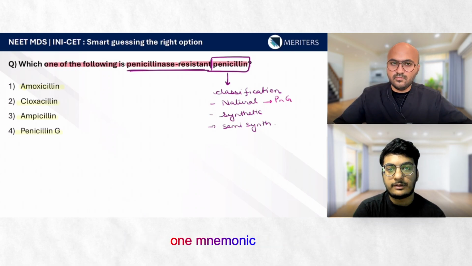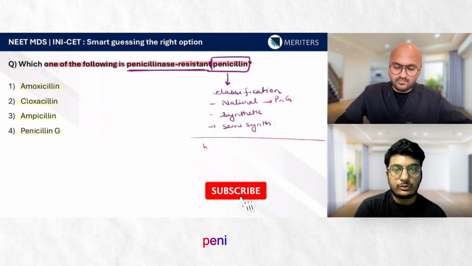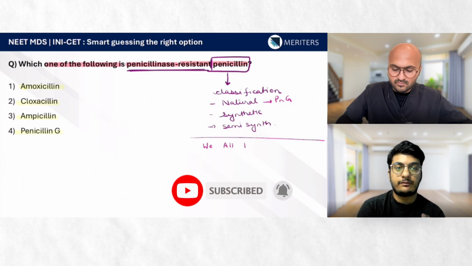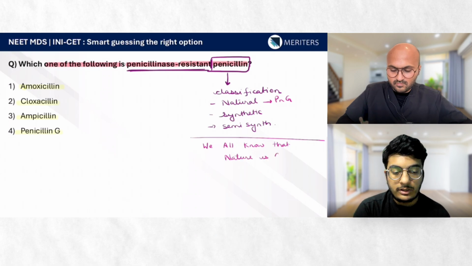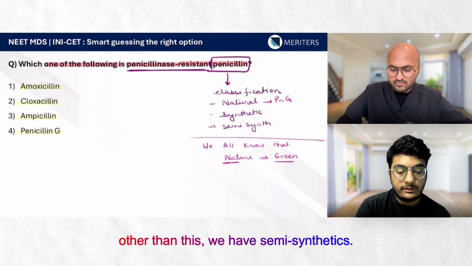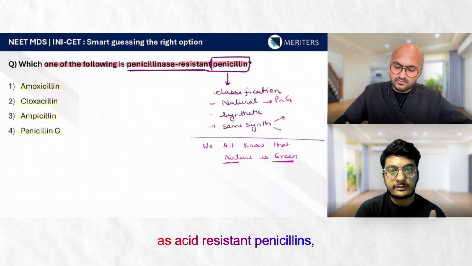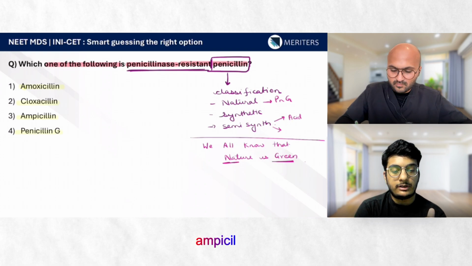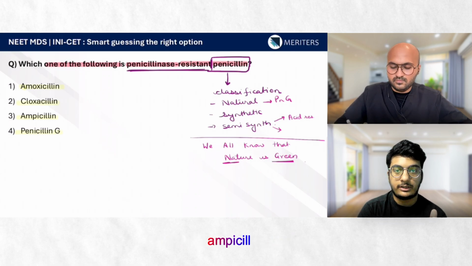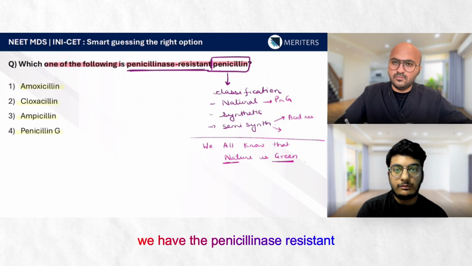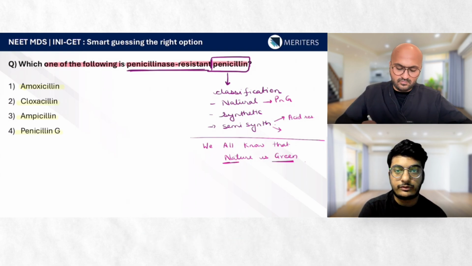Now, how to remember this, there is one mnemonic for this. We all know that nature is green, so natural penicillin G. That is how we derive it. From green we can get G. So penicillin G is the one which is the natural one. Other than this, we have semi-synthetics. In semi-synthetics, again, we have a further sub-classification as acid-resistant penicillins, the amino derivatives, under which we will have ampicillin, amoxicillin, and bacampicillin. And then we have the penicillinase-resistant penicillins, where we will have cloxacillin, dicloxacillin, and all those.